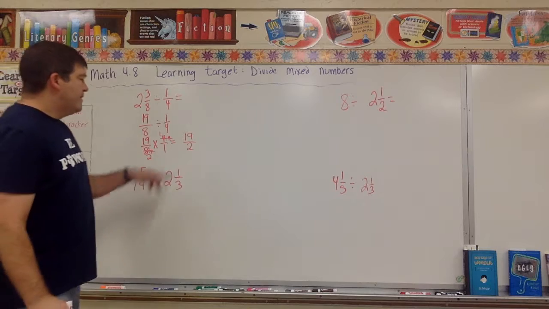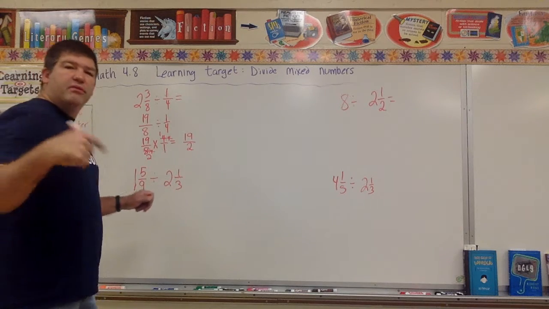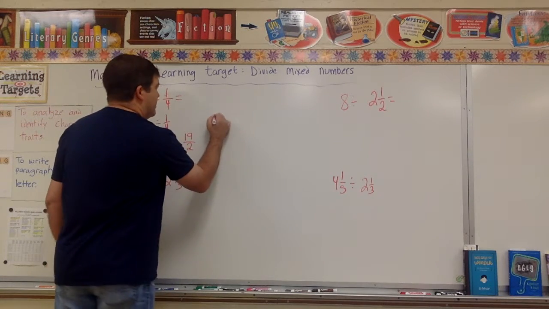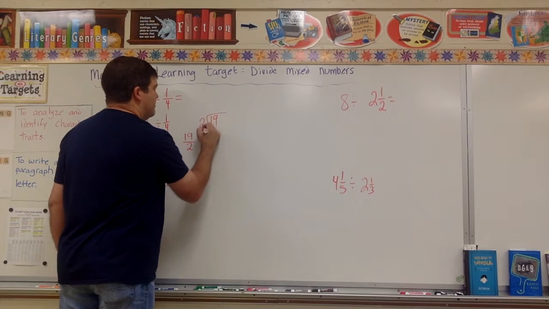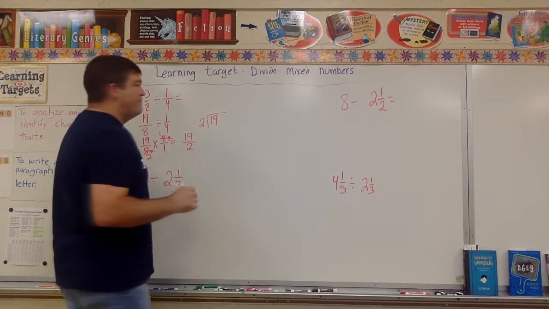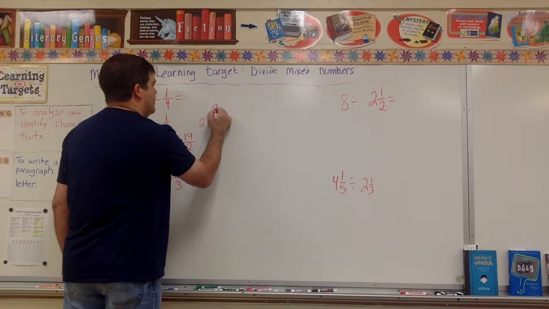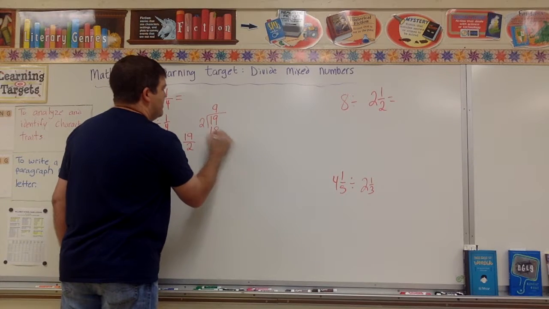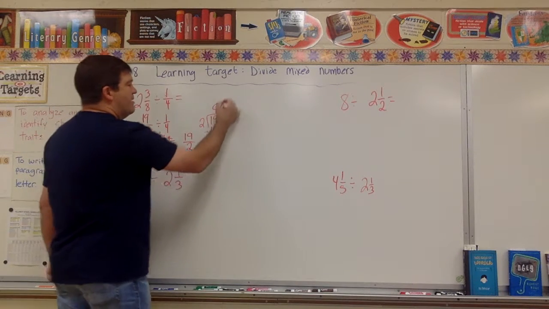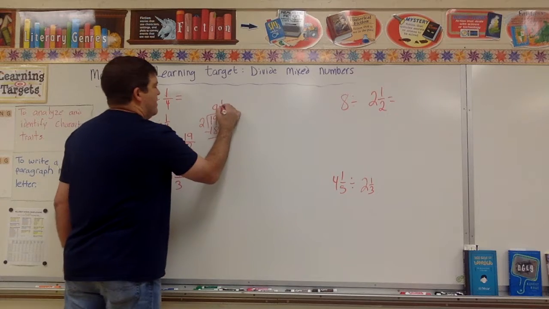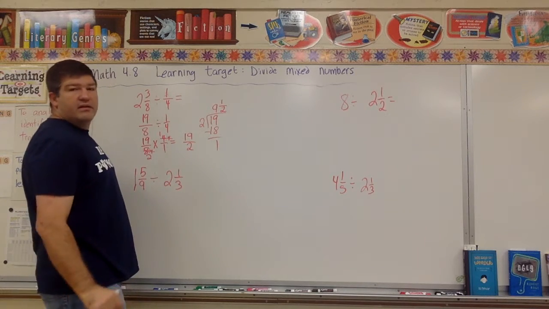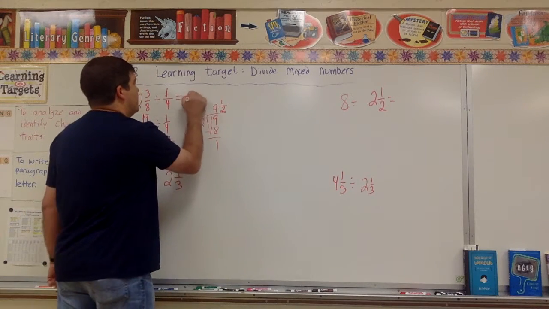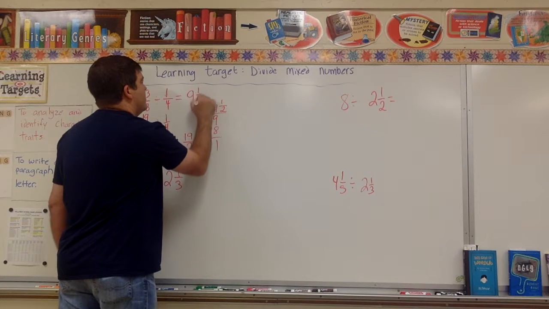Okay? Now I want to put this back into a mixed number. So 19 divided by 2 goes in there 9 times. 9 times 2 is 18. 1, my remainder, goes on top. And that is my denominator 2. So my answer is 9 1/2.